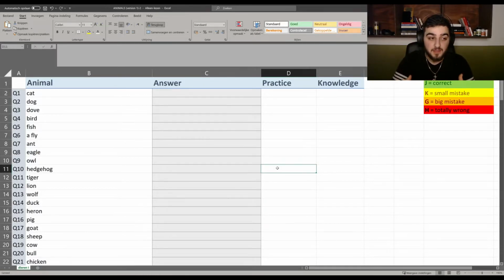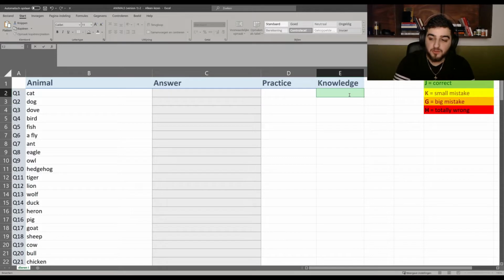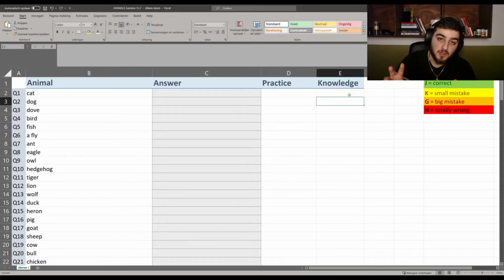Basically, you have to make an attempt to see how you would write the word in Assyrian-Aramaic. And then we've got another one, which is knowledge. Knowledge is basically the level of your skill. How correct are you writing the word? How well is your knowledge, right? If it's green, that means it's correct, 100%. If it's yellow, it means you made a small mistake. If it's orange, big mistake. If it's red, it's totally wrong. And you're the one who will decide what your level of knowledge is, of course.